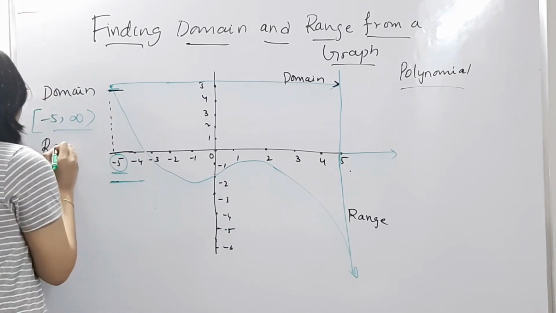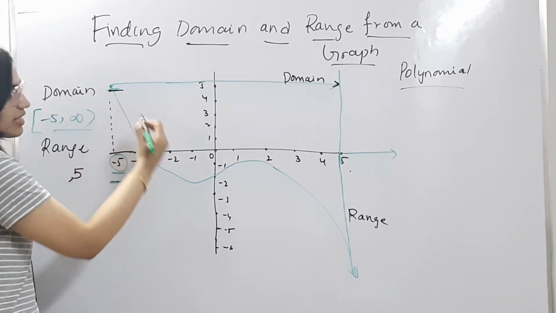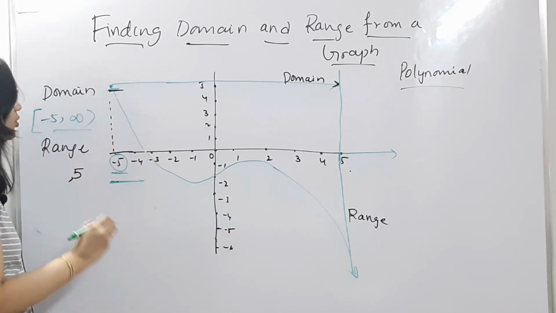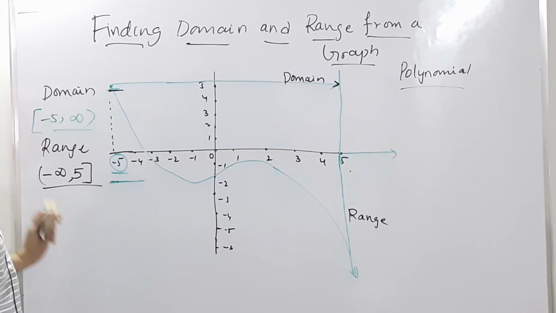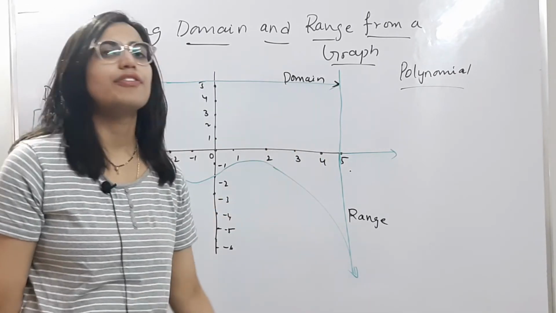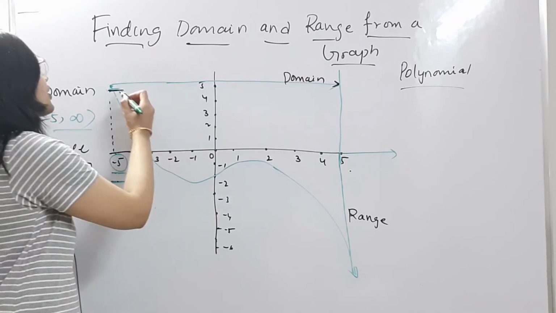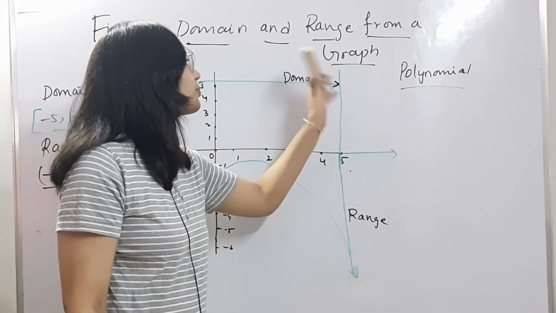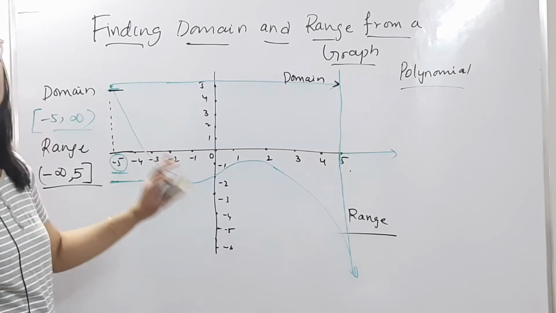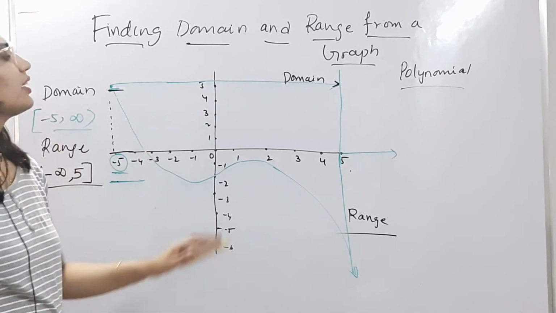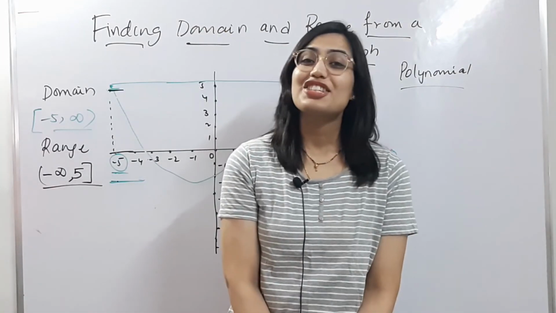So how do you write the range now? 5 is the maximum value and it's decreasing, isn't it? We don't know the end limit. So what we'll do? Minus infinity comma 5. So this is the domain and this is the range of this graph of a polynomial. This is how you read the domain and the range. Domain is read from left to right and range from bottom to top. So this is the range. So whatever graph they give you, this is how you read the domain and the range from the graph and determine it. Alright?